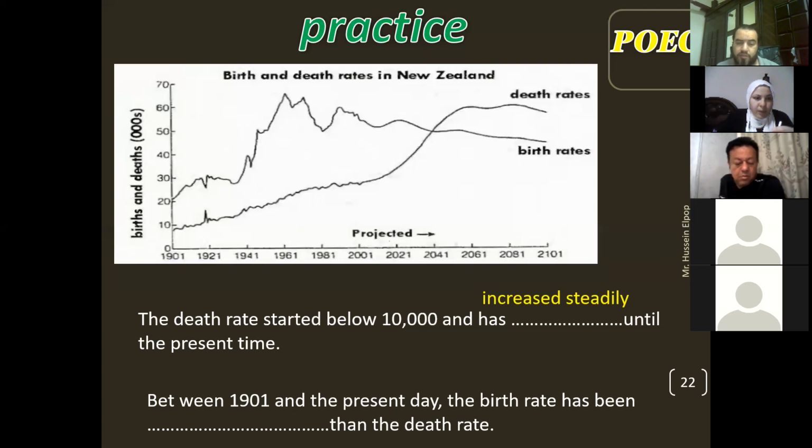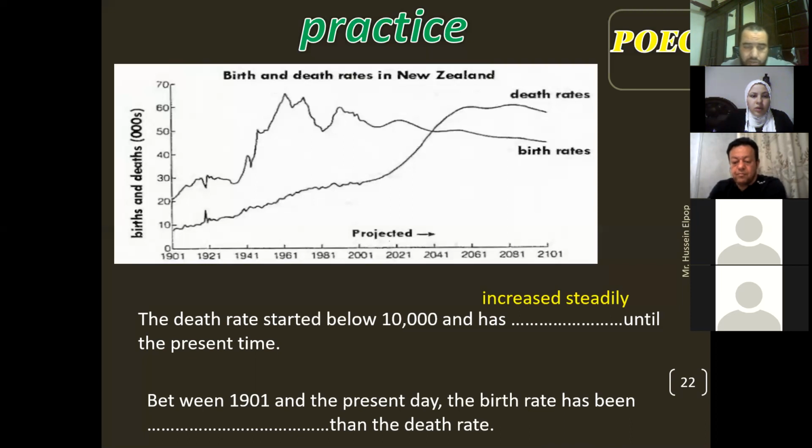Between 1901 and the present day, the birth rate has been higher than the death rate. This is a comparison. We're comparing the two lines. That's why you have to have a look at both, using the years, referring to the years. Lower than the death rate.